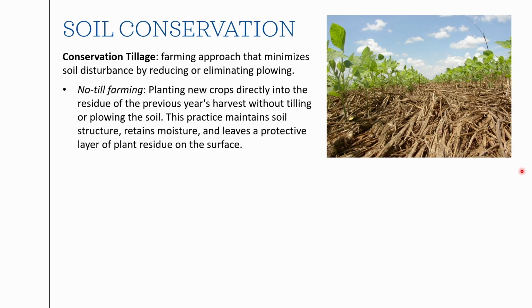If you think about the way a natural grassland works, a prairie ecosystem isn't plowed by anything. It's not tilled, right? The soil is not disturbed. Basically, the grasses just grow and decompose each season.